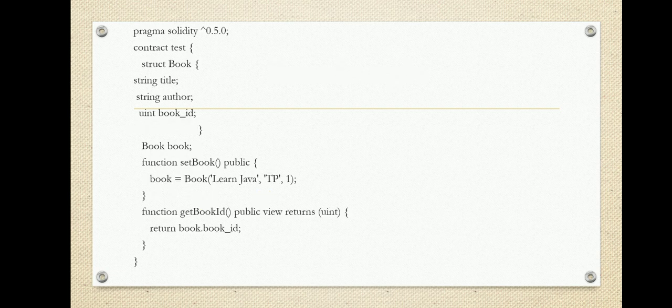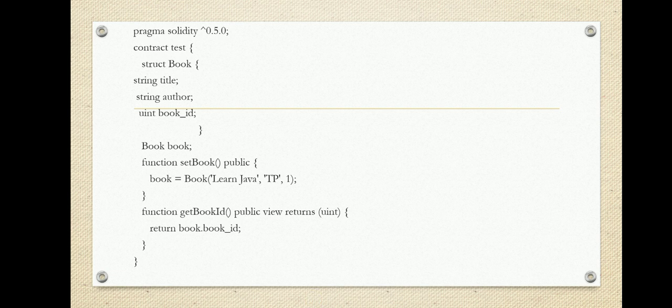Now, how to use the structure in Solidity programming. You can see this program, the smart contract. Here we have pragma solidity. After that, we have defined a contract whose name is test. Within this contract, we have defined a structure. The structure name is book, which consists of 3 members: title, author, and book ID. This entire structure is declared with book.